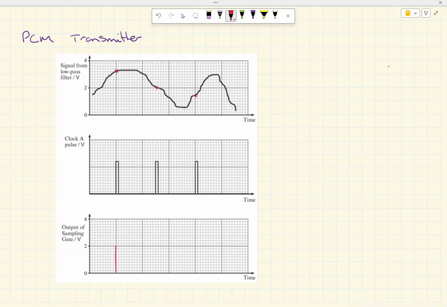So 1, 2, 3, 4, 5, 6. 1, 2, 3, 4, 5, 6. And come like so. This one here looks like that. And this one here then is going to be like that. So all we're doing is measuring the analog voltage that we've got, and then from these samples then we can then put them into our analog to digital converter.